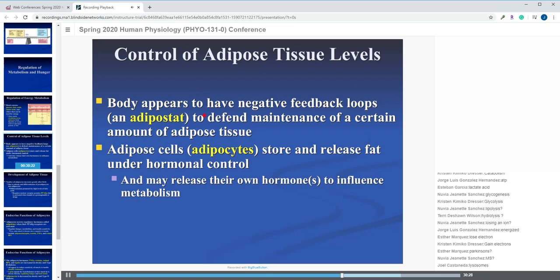The body has negative feedback loops, known as the adipostat, to maintain a certain amount of adipose tissue in our body. So fats are stored and released by the adipocytes through hormonal control. And these will regulate both hunger as well as metabolism. So you need to have a certain amount of fat in the body.